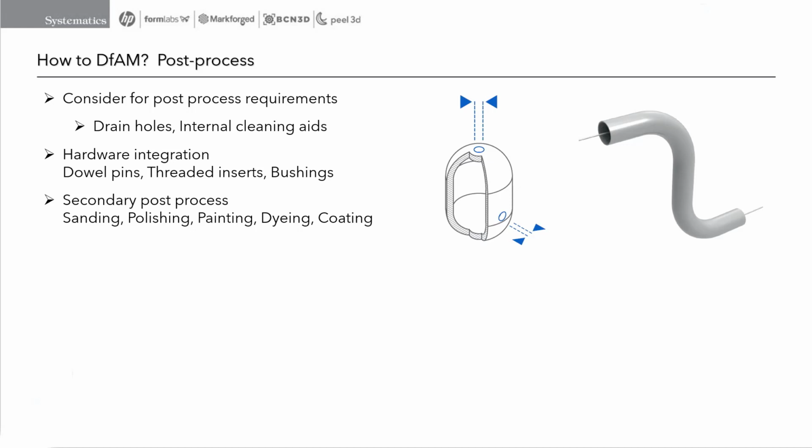For example, for powder-based technologies, it is important to design for depowdering. Depowdering refers to the process of removing excess powder from an additively manufactured part after it has been printed. When designing a part for depowdering, it is important to consider the accessibility of the powder trapped inside the part.